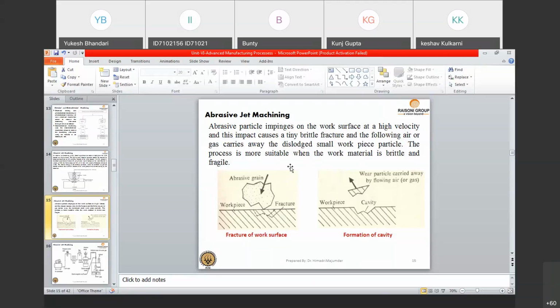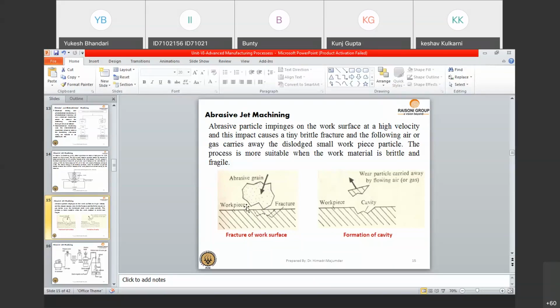So what happens in abrasive jet machining? When the abrasive grain impinges on your work surface at a very high velocity, an impact is formed, and that impact causes brittle fracture. As you can see, a small brittle fracture of your workpiece. When there is a small brittle fracture, that fractured material gets dislodged from your workpiece.